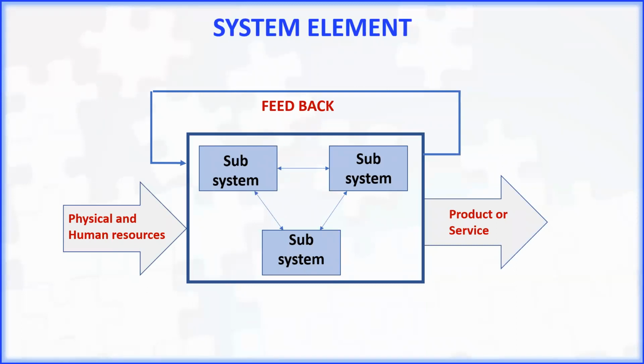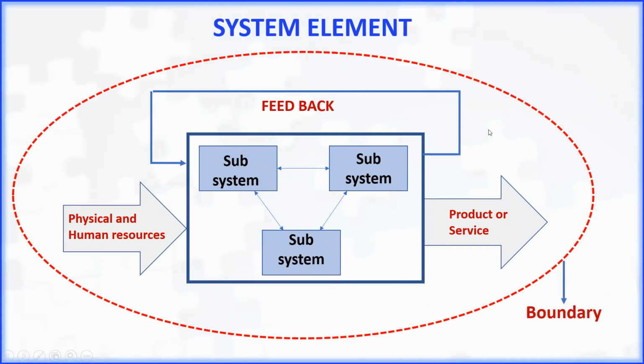Feedback is the process of modifying physical and human resources or inputs. Right. That's the fourth element, feedback. Then look at another element here in the dotted circle. You can see the red color. That is called the boundary. Boundary is the place that separates the system and the external environment.